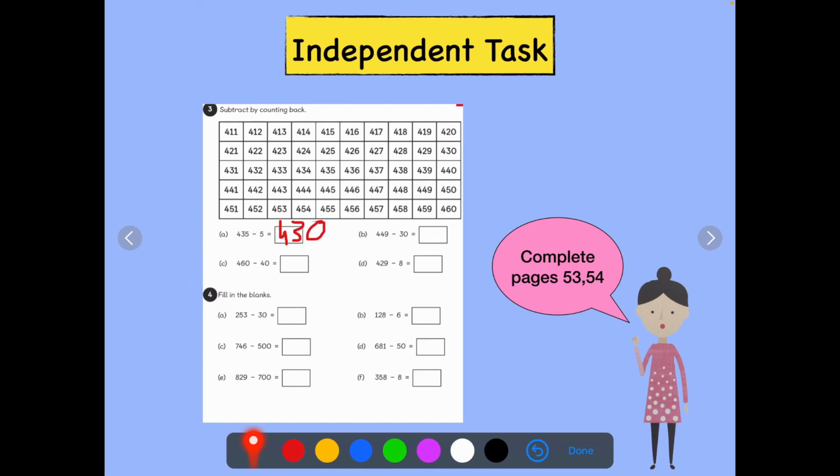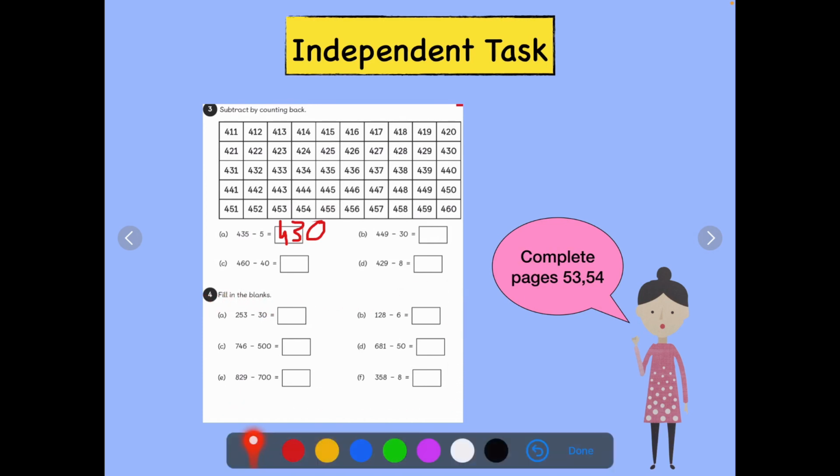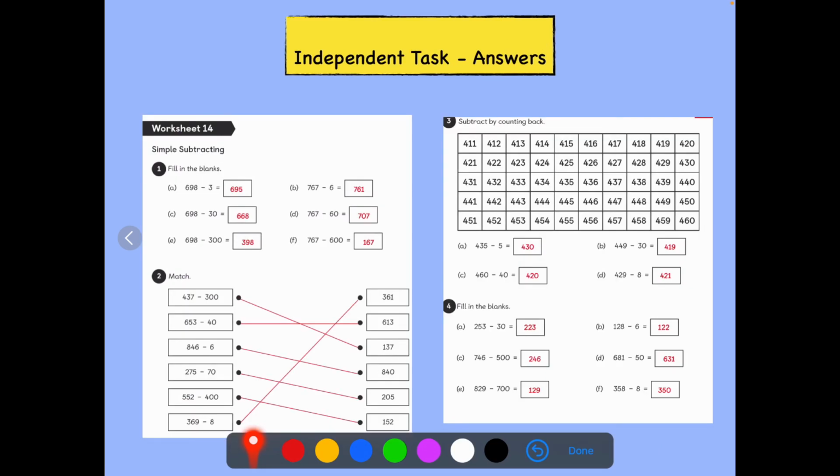Question 2. Fill in the blanks. Complete these calculations using any of the methods that you've just learned. Here are the answers for your independent tasks, so you can check them at the end.